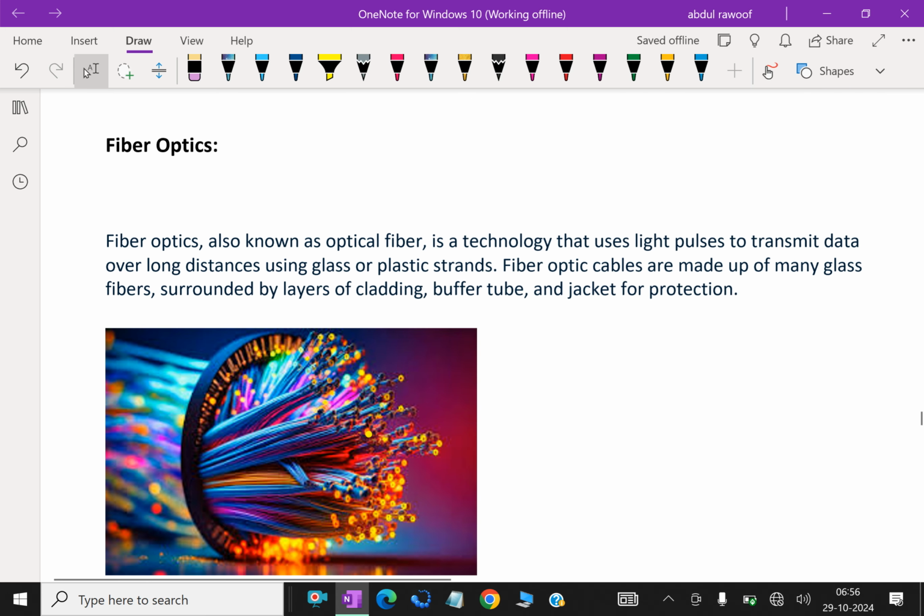Fiber optics, these important things. Fiber optics, also known as optical fiber, is a technology that uses light pulses to transmit data over long distances using glass or plastic strands. Fiber optic cables are made up of many glass fibers surrounded by a layer of cladding, buffer tubes, and a jacket for protection.